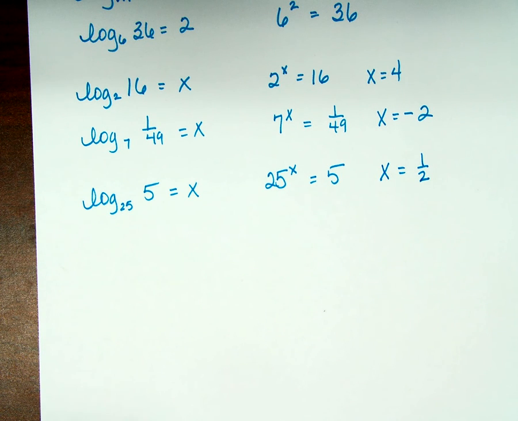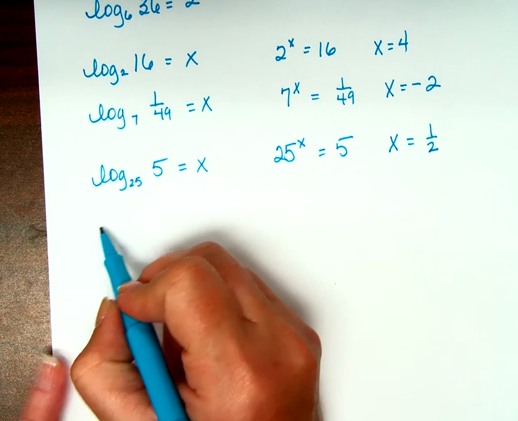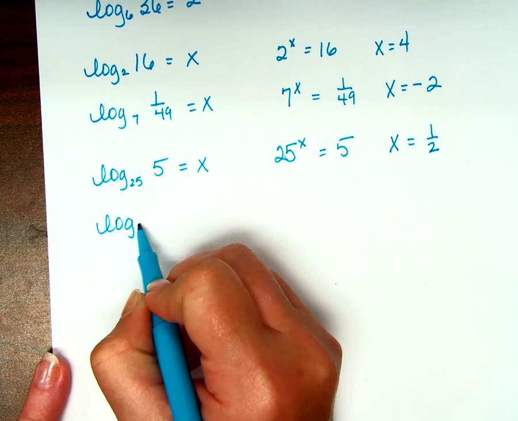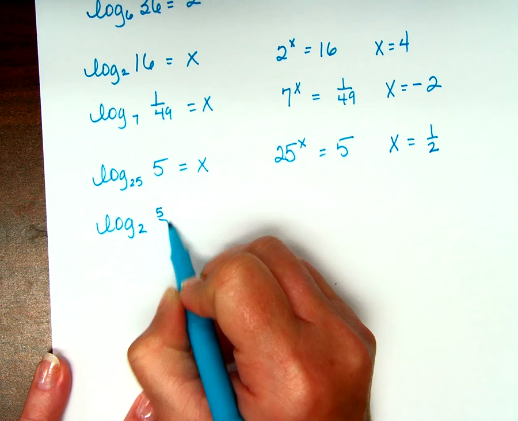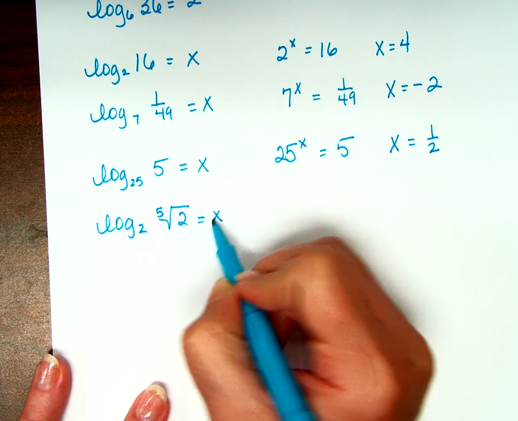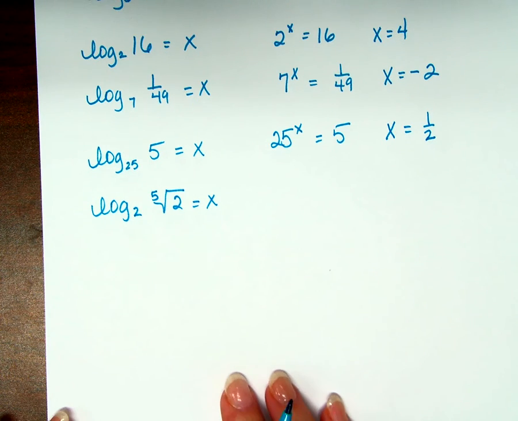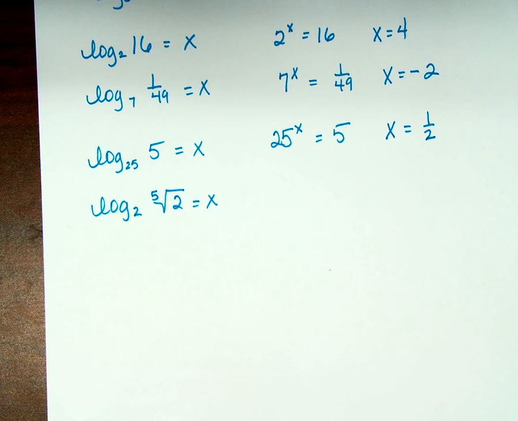But something else, well, no, I don't want to talk about that yet. Okay. What about this one? Log base 2 of 5 root 2. This is what I want to talk about right now.